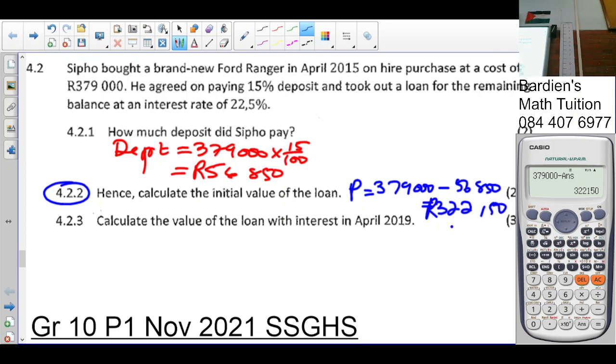Calculate the value of the loan with interest in April 2019. Okay, so that follows the formula A is equal to P into 1 plus i times n. How do I know it's that formula? Because we spoke about hire purchase. Hire purchase is simple interest.